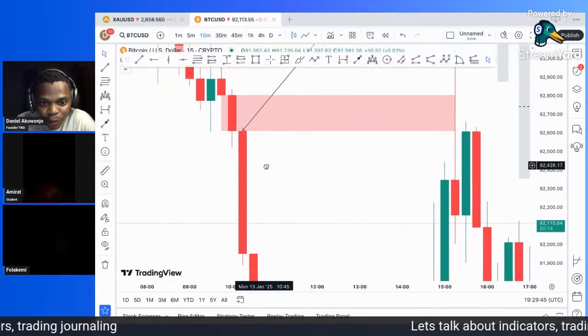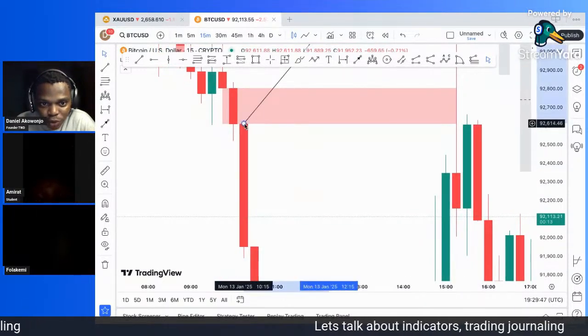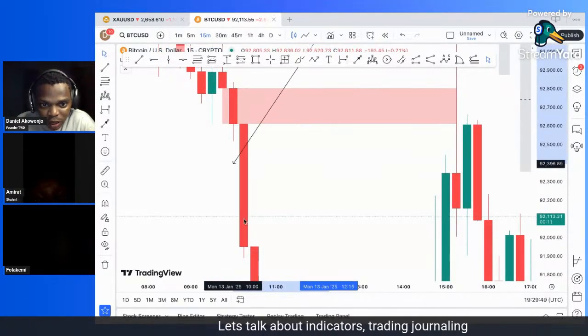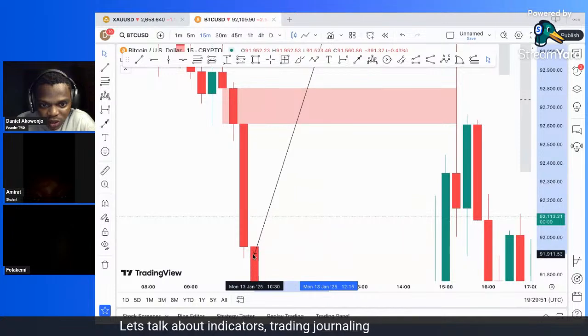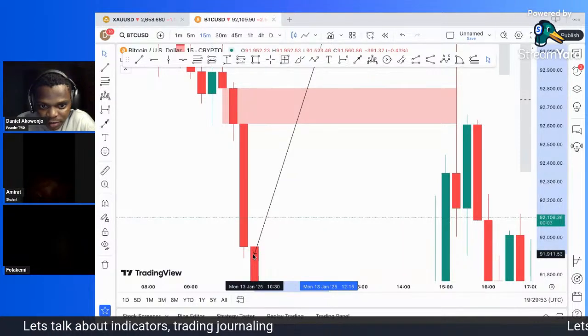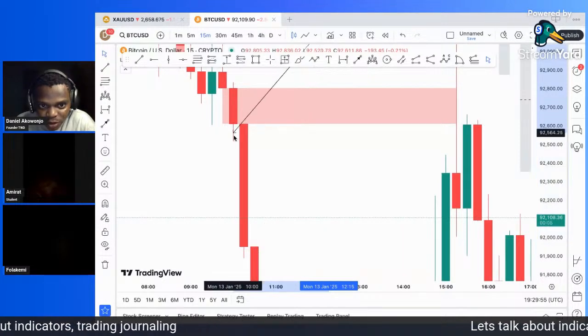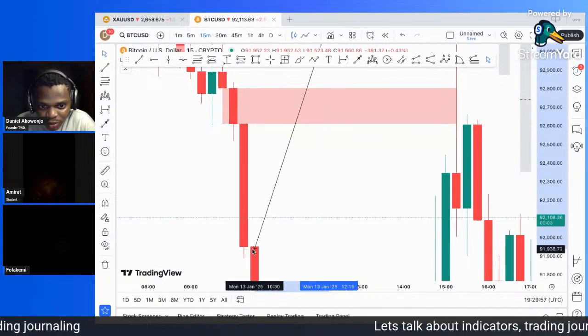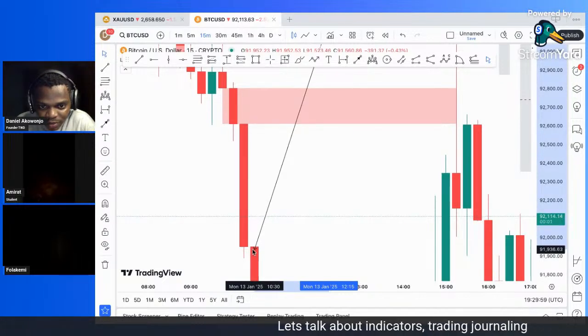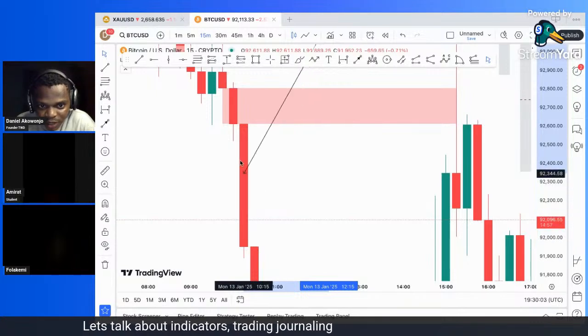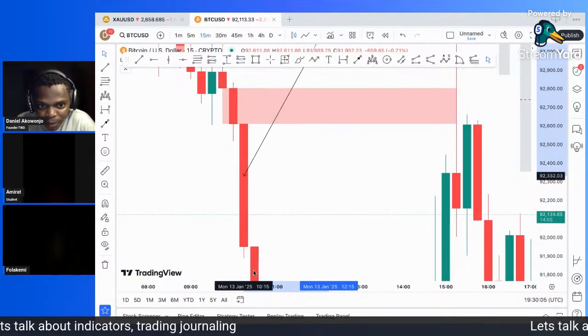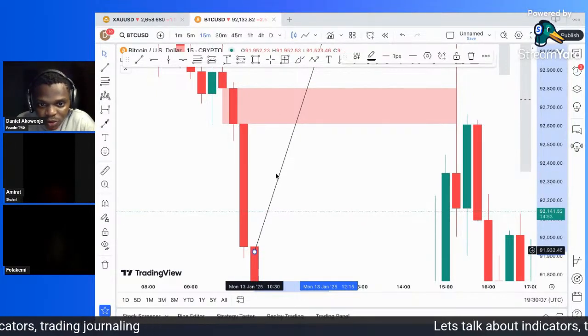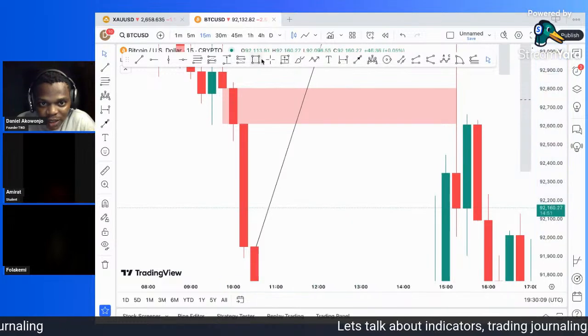Now pay attention. Do you see a gap between this particular candlestick and this one? Do you see a gap here? No. Do you see a gap here? This one and this one. Do you see a gap? Yes. There's a gap there. Do you see the gap? Yes. Good. So now that gap actually signified a fair value gap.